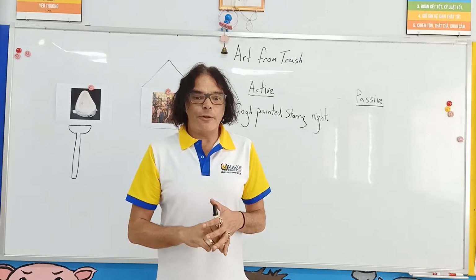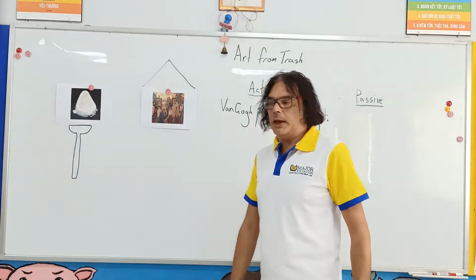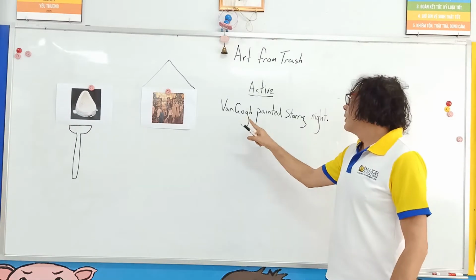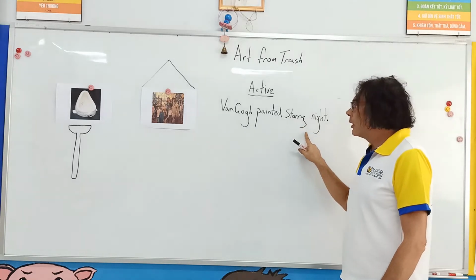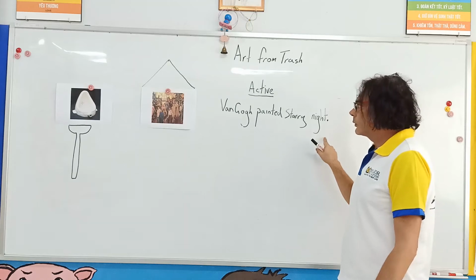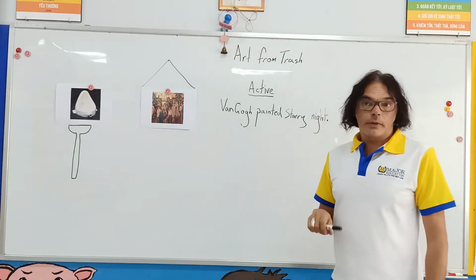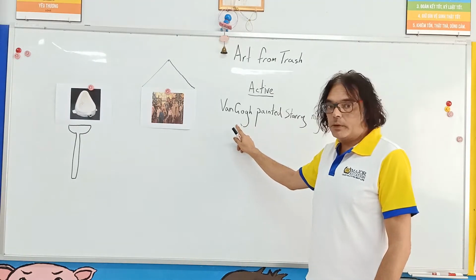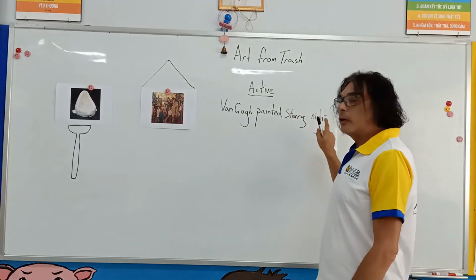To understand passive, let's look at active language. Got an example up here. Van Gogh, a very famous painter, painted Starry Night, which is a painting. Van Gogh painted Starry Night. Now the way this is, Van Gogh is the most important part of the sentence. The emphasis is on the person who painted the picture.